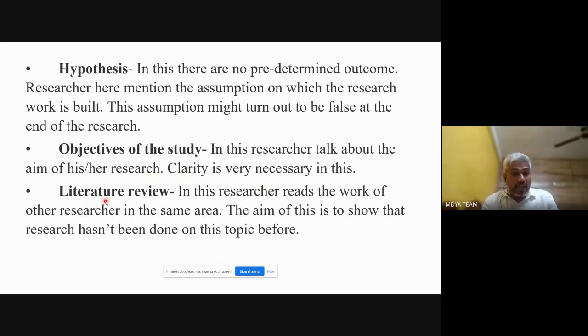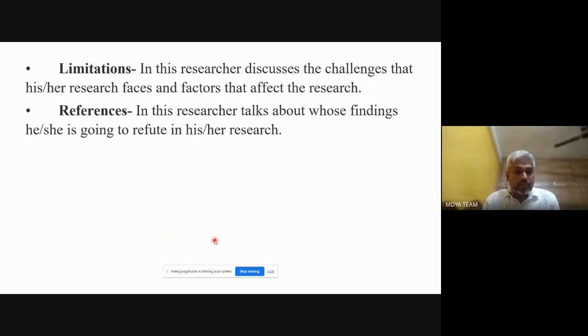After that, a literature review. In this, the researcher reads the work of other researchers in the same area. The aim of this is to show that research hasn't been done on this topic before. So from the literature review, two things are very important: whatever work has already been done, on which you would like to conduct your research, and to find out the gaps, meaning what is pending, what hasn't been done. And in the last, you'll discuss limitations.